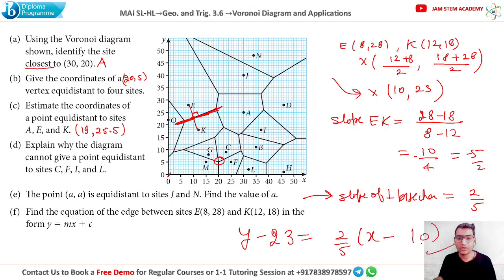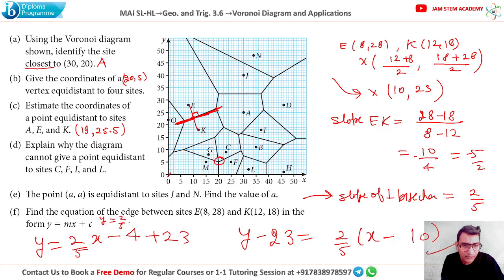That's it. Now convert it into the y equals mx plus c form and simplify it. So y is equal to 2/5 of x minus 4 plus 23. Okay, so what is that? It is the answer. Just simplify it. We will get 19 here. So 2/5 x. So the final answer for this part is y equals 2/5 of x plus 19. That's my final answer.